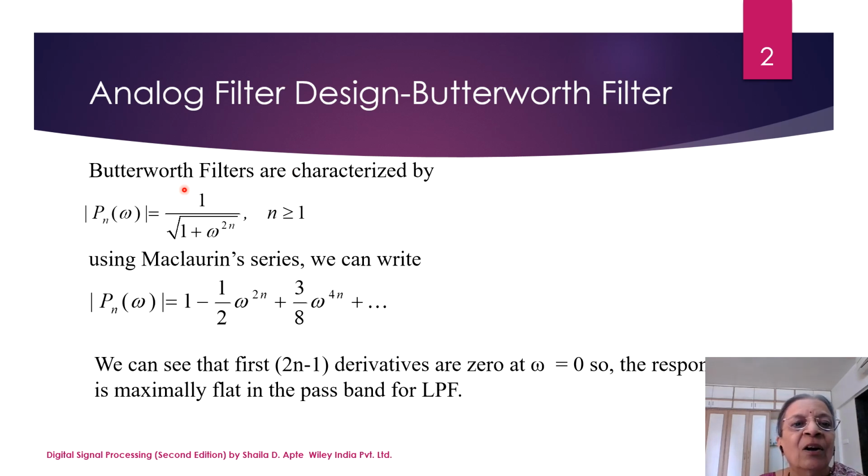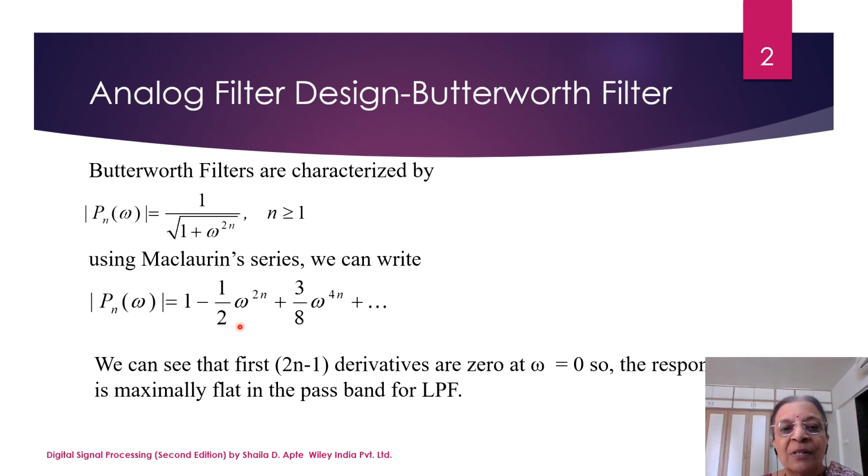This category of filters, called Butterworth filters, is characterized by the equation P(omega) equal to 1 upon the square root of 1 plus omega raised to 2n, for all n greater than or equal to 1. This is the corresponding frequency response, a function of omega. Now we can use the Maclaurin series expansion and expand P(omega) as 1 minus half omega raised to 2n plus 3 by 8 omega raised to 4n, and so on.